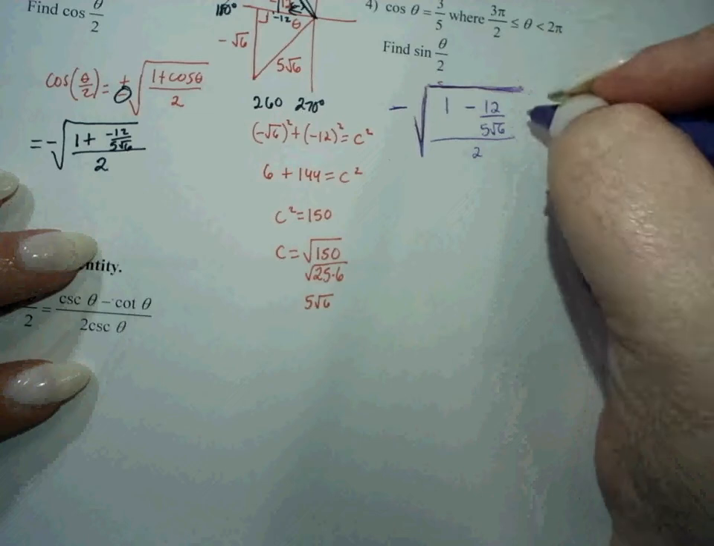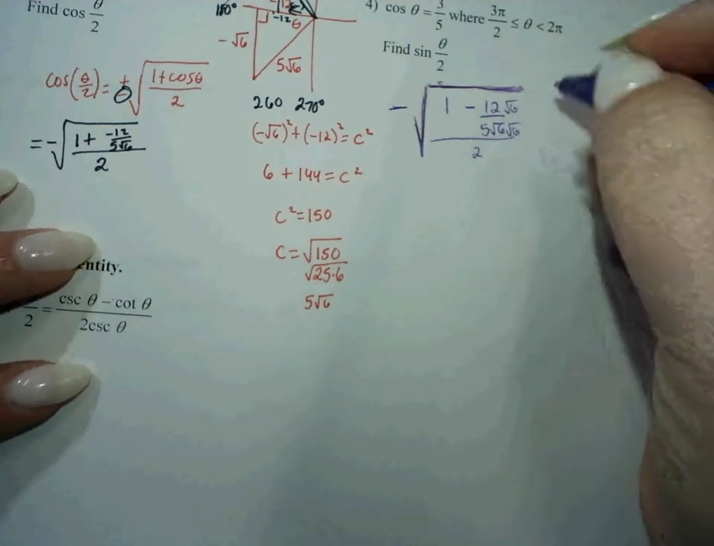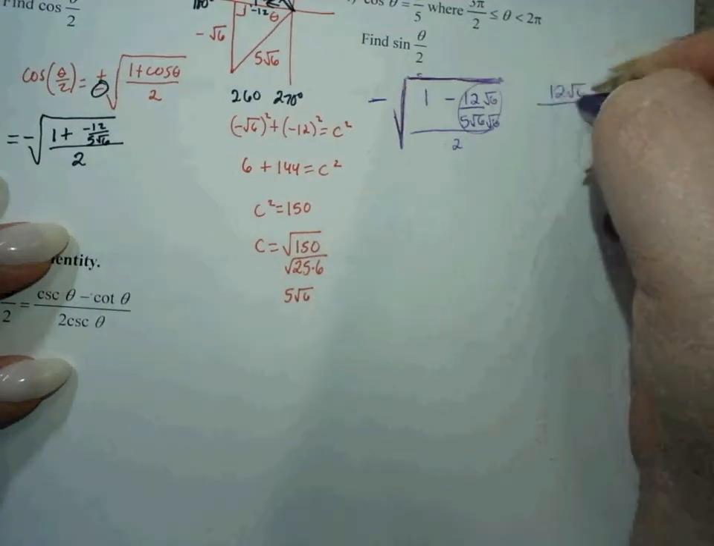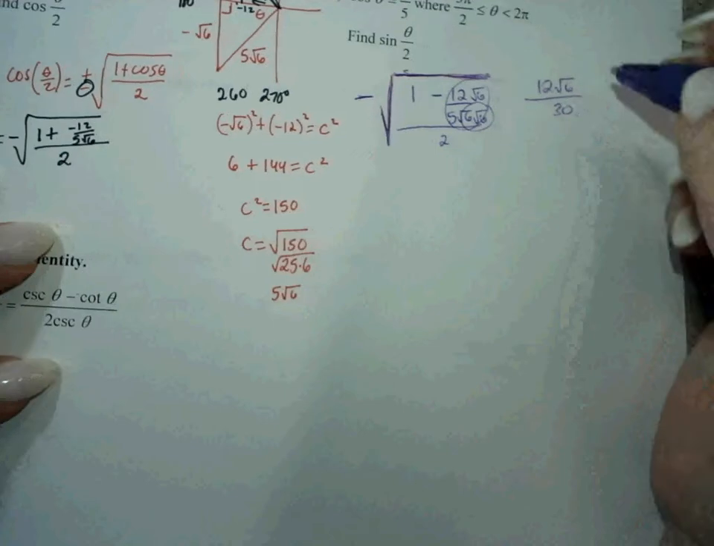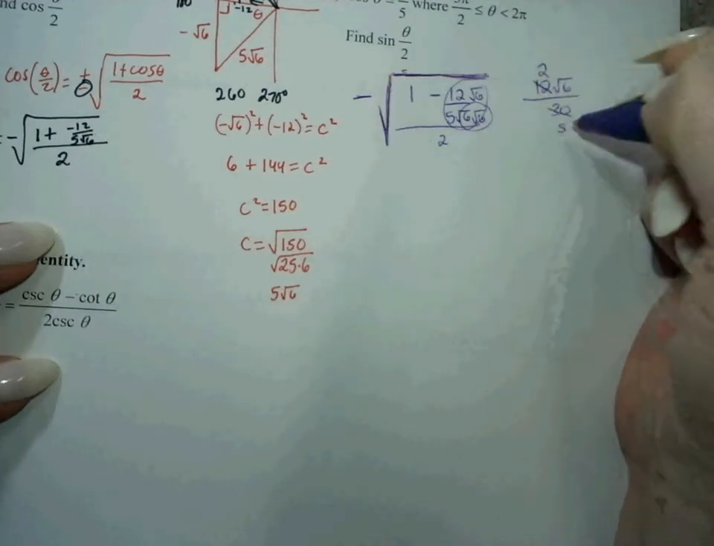I'm going to multiply top and bottom by square root of 6 on this. And so this becomes, in and of itself, 12 square roots of 6 over 5 times 6, which is 30. And then I'm going to simplify that. 12 and 30, they both divide by 6. This goes into it twice, and it goes into this 5 times. So here's what I've got.